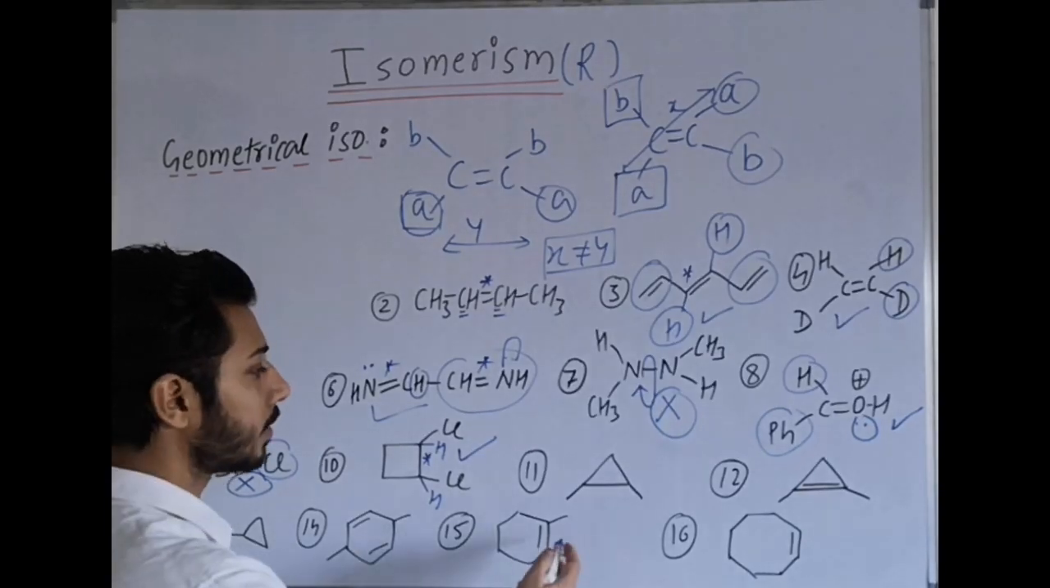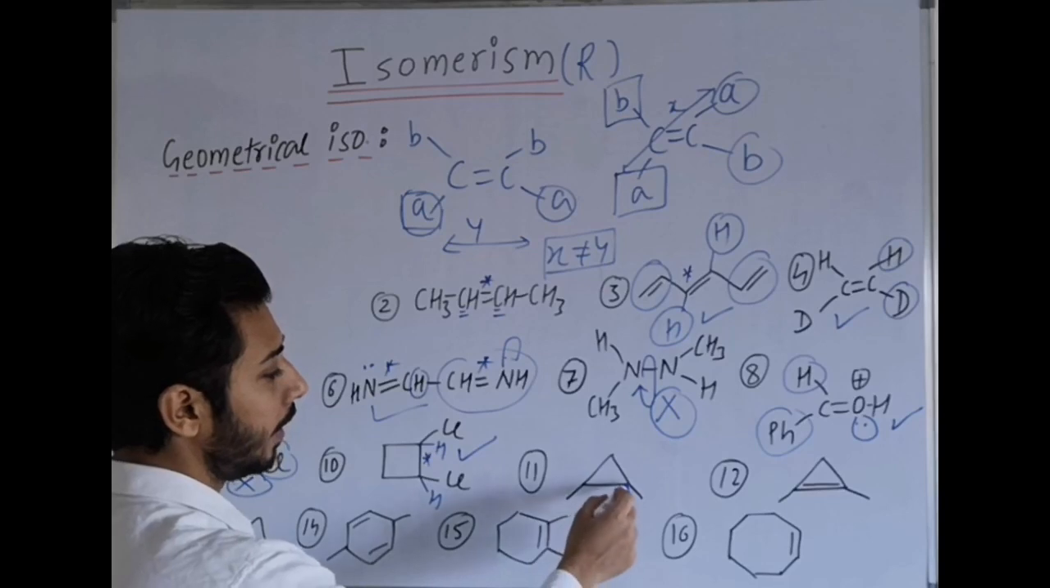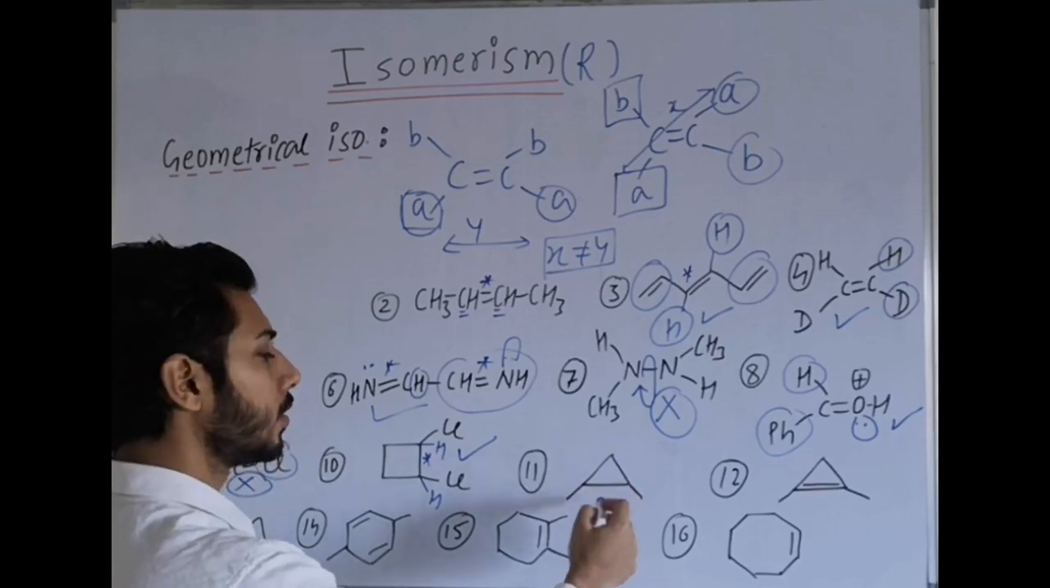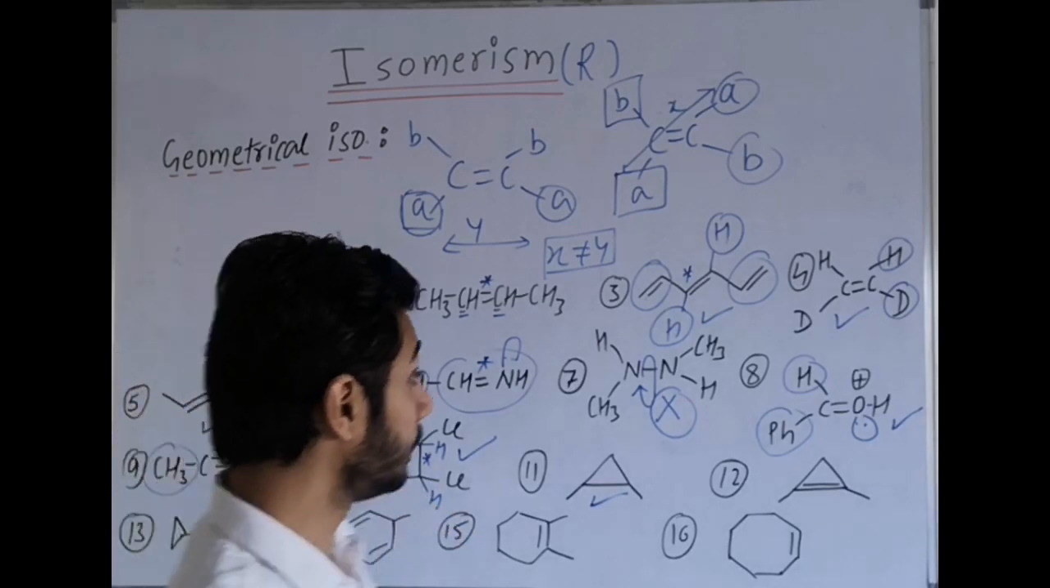Then 11th, similar example, this carbon and this carbon contains hydrogen and methyl, it also contains H and methyl, so this will also participate in GI, geometrical isomerism.